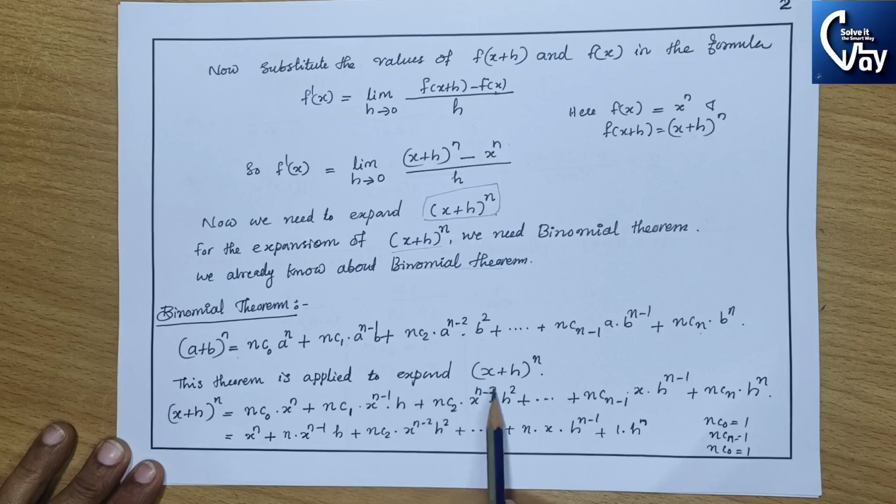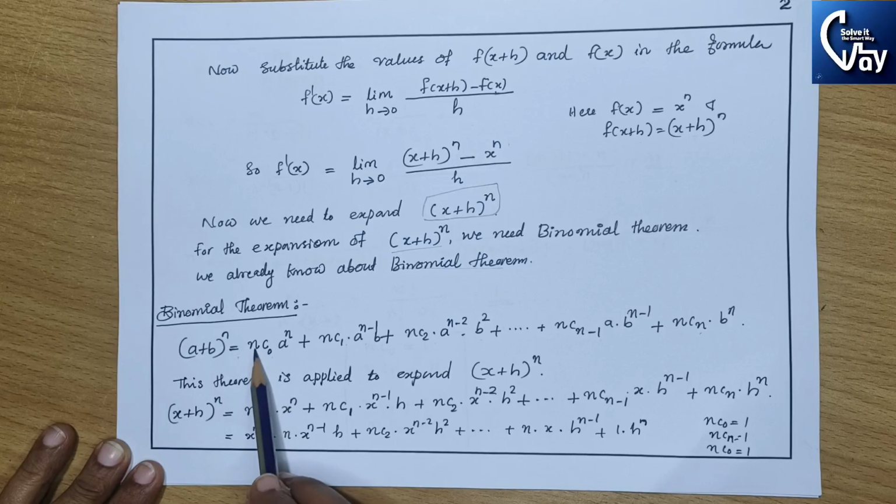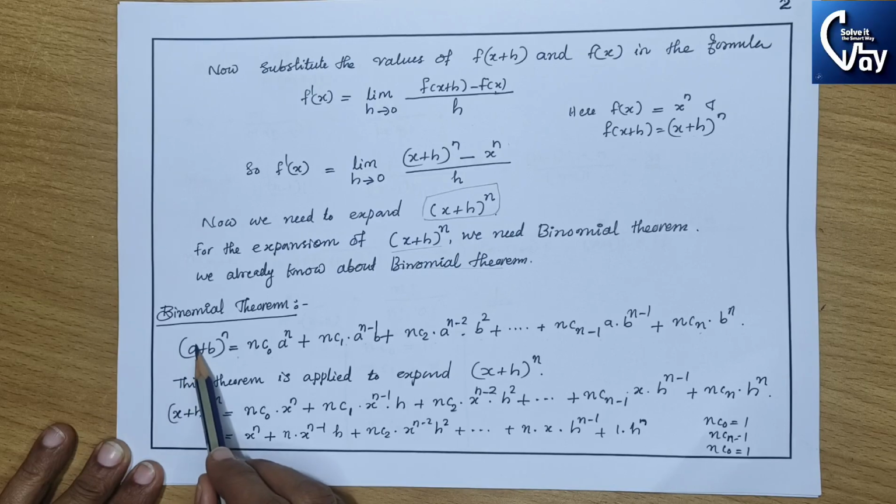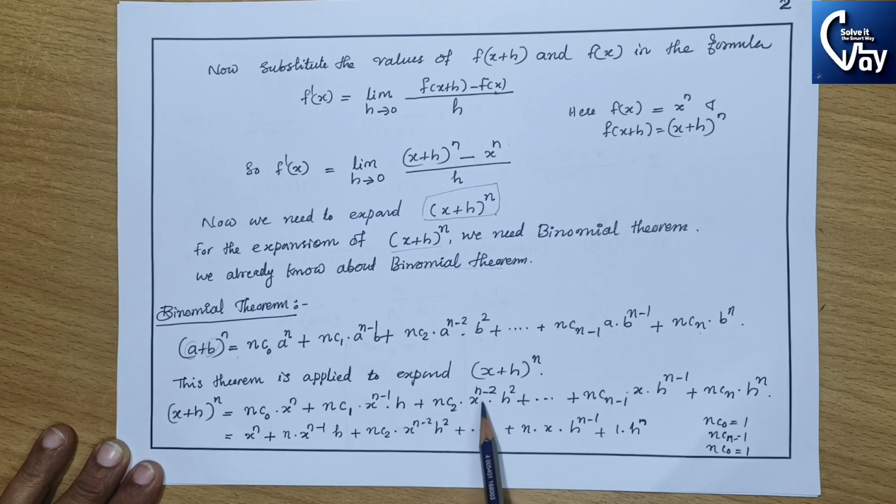This theorem is applied to expand x plus h whole raised to n. So x plus h whole raised to n equals nC0 into a raised to n. Here the first term is x and the second term is h, where first is a and second is b. So nC0 into x raised to n plus nC1 into x raised to n minus 1 into h plus nC2 into x raised to n minus 2 into h square plus nC n minus 1 into x into h raised to n minus 1 plus nCn into h raised to n.